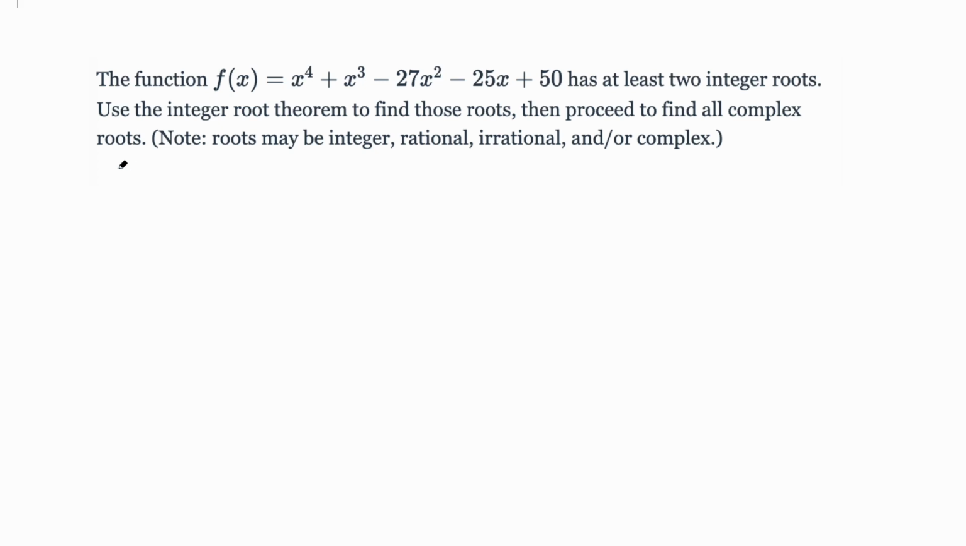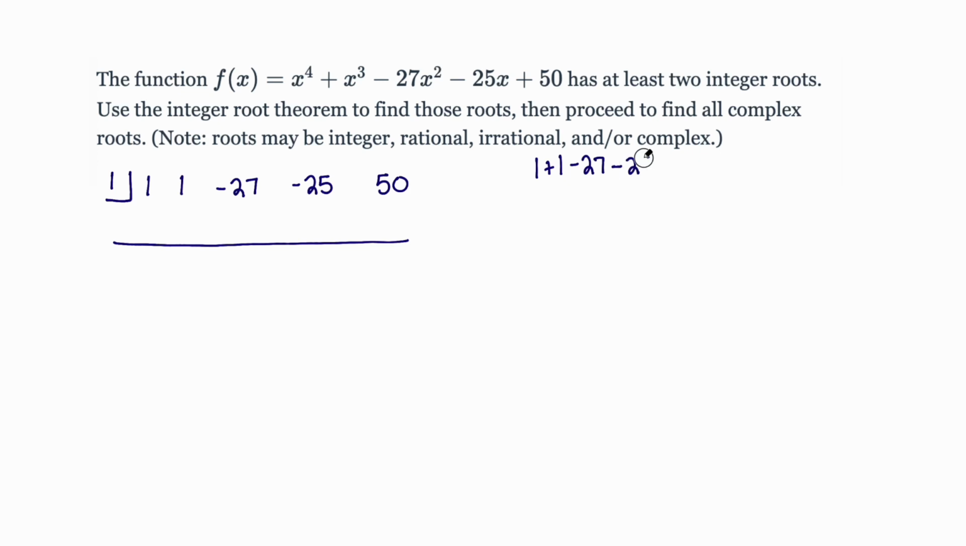So here's how you would solve this. You first have to use synthetic division. Now, I know that the number 1 is going to work. Why? Because 1 plus 1 minus 27 minus 25 plus 50 actually gives me 0. These coefficients, if you add them together, give you 0. Therefore, I know the number 1 works. That's just a trick from class the other day.